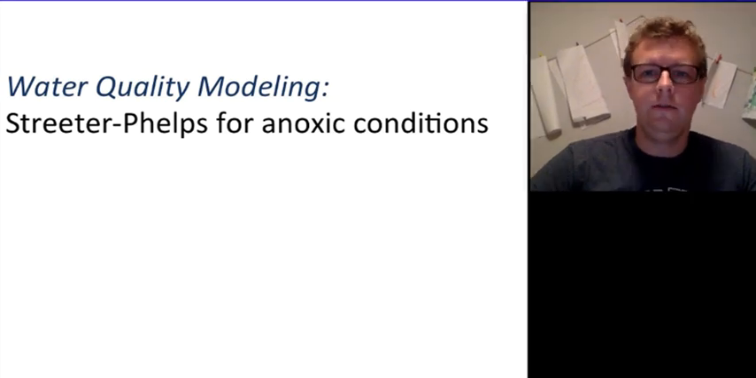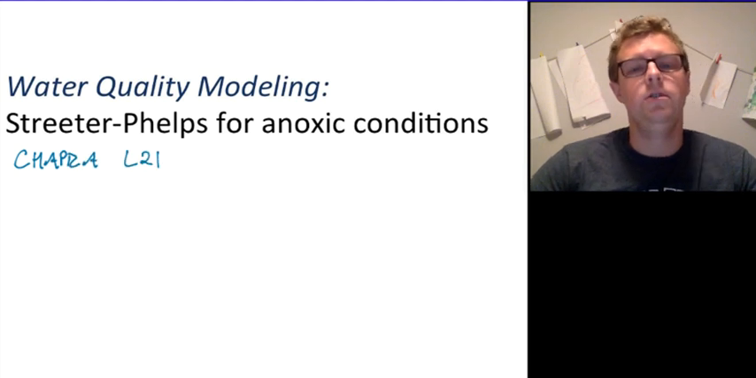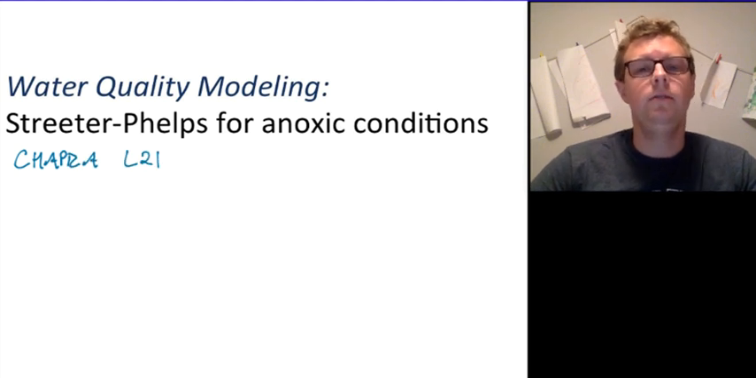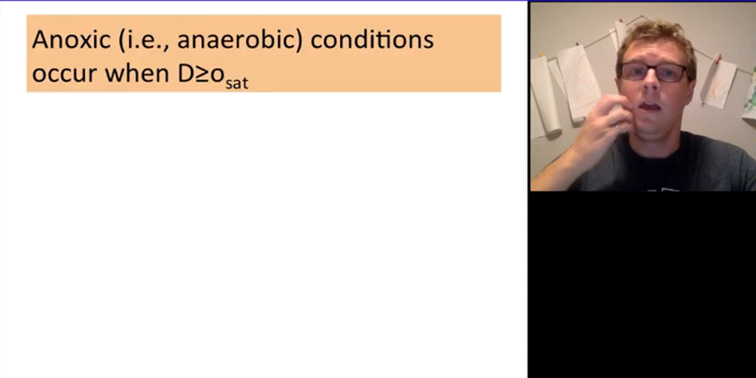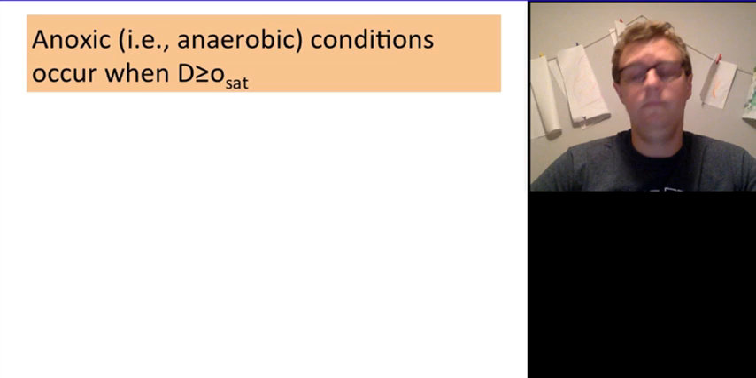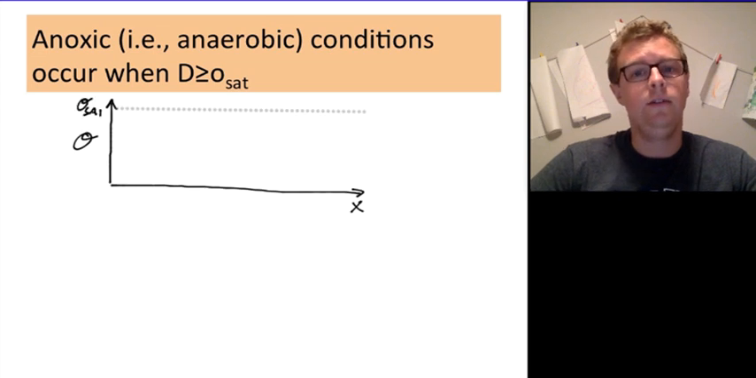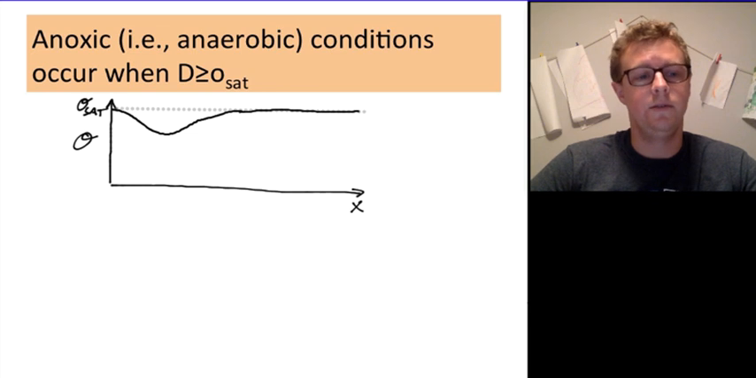I'd like to talk with you tonight about the Streeter-Phelps equation, specifically how this can describe anoxic conditions, or times when we run out of oxygen in the water column. This is covered in lecture 21 in your Chopra textbook. And so the equations that we've used to describe the characteristic sag in oxygen downstream of a source of biological oxygen demand look something like this.